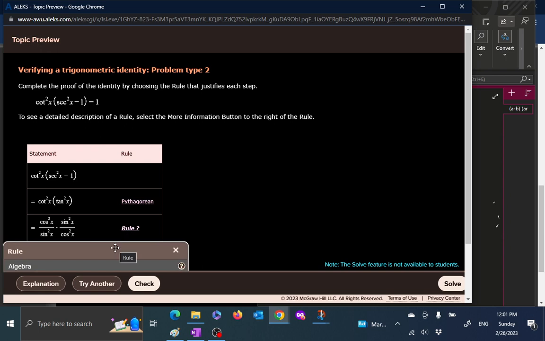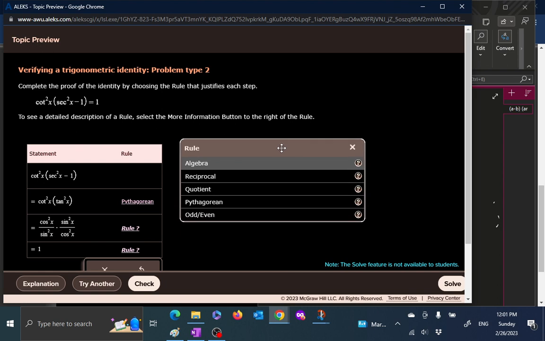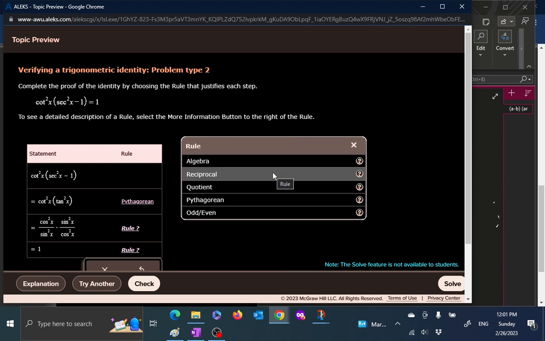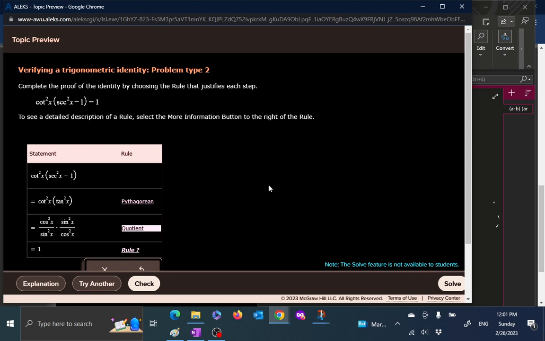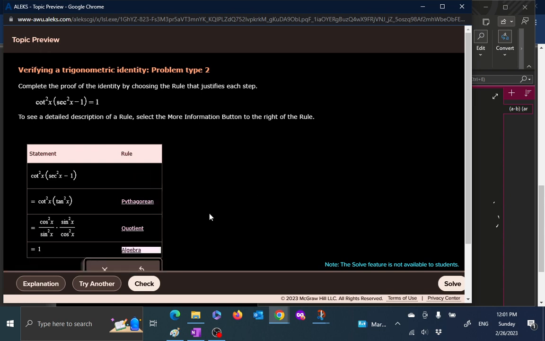What are these identities? So we are trying to give a name to the identity used in this step, even though probably we could have come up with something else. So if we say this one is due to quotient, and the last one is just algebra, so we choose algebra. Let's see if you're right.